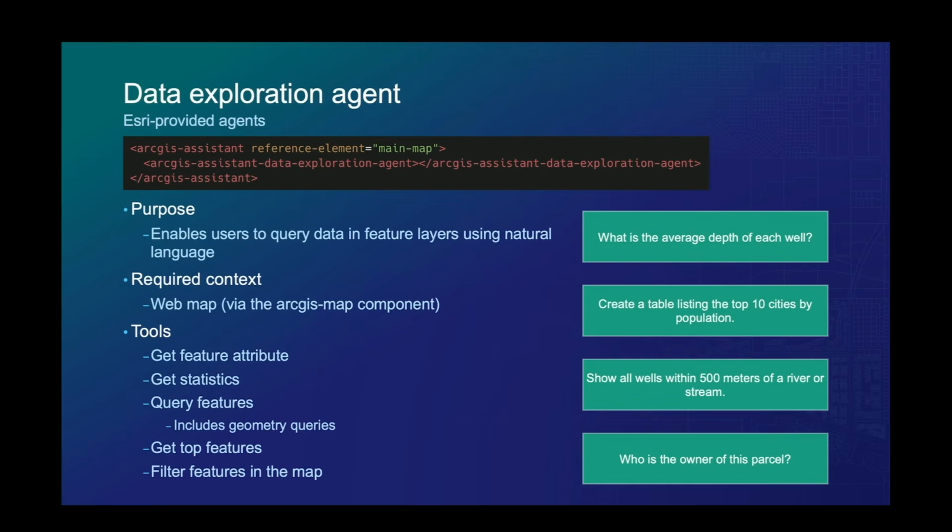Query features. So you might say, how many states have more than 500 nursing homes? It would be able to tell you that number. Or even point and polygon queries. So you could say, how many cities are within this county? If you have a counties layer, it should be able to answer that question well.